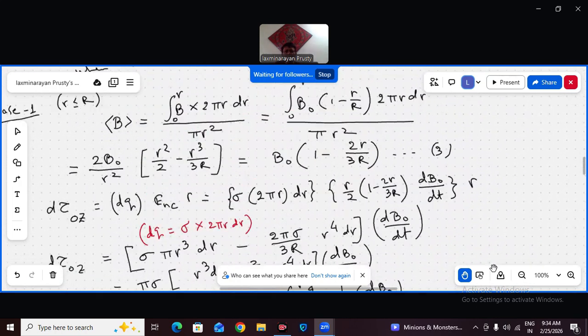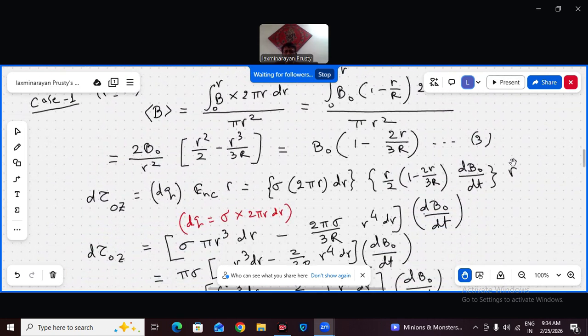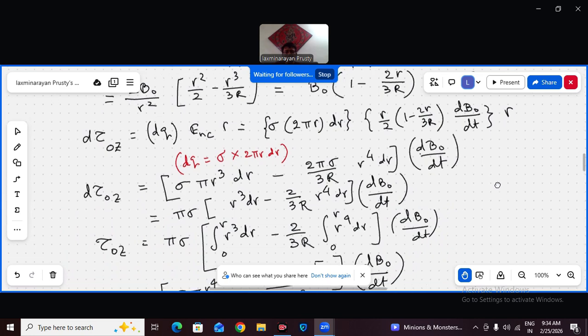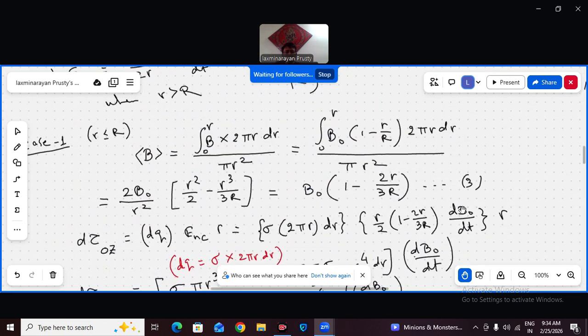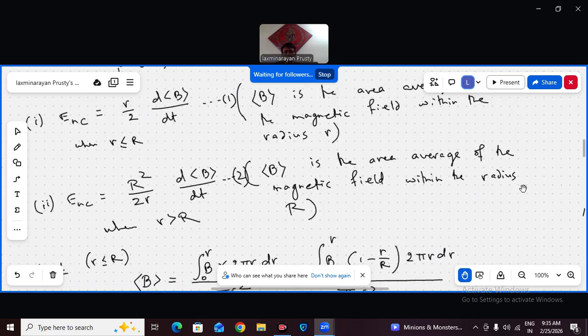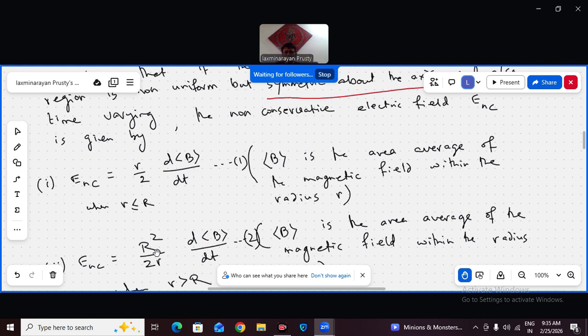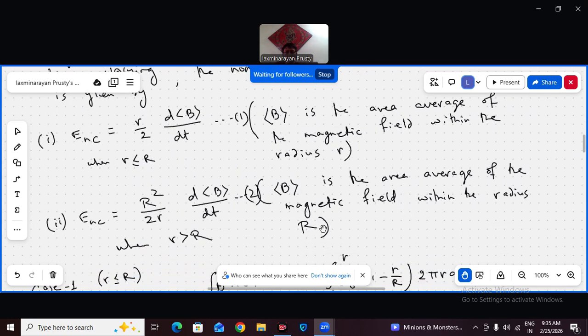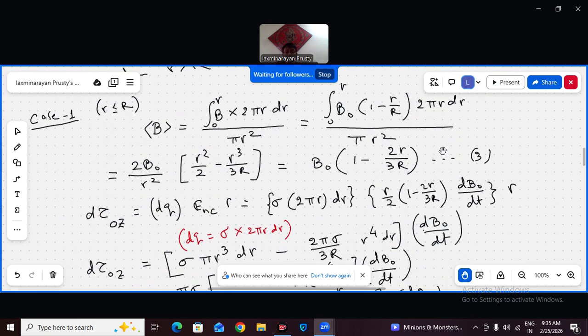So using equation 3, which equation 3? Equation 3 is where B average at any radius r, 0 to capital R, is this. But what is the ENC for the outside of capital R? This much, dB average. That is B average, what? The area average of the magnetic field within the radius capital R. So within the radius capital R, what is B average? Put capital R here. So that is B naught (1 minus 2 by 3), or B naught by 3.